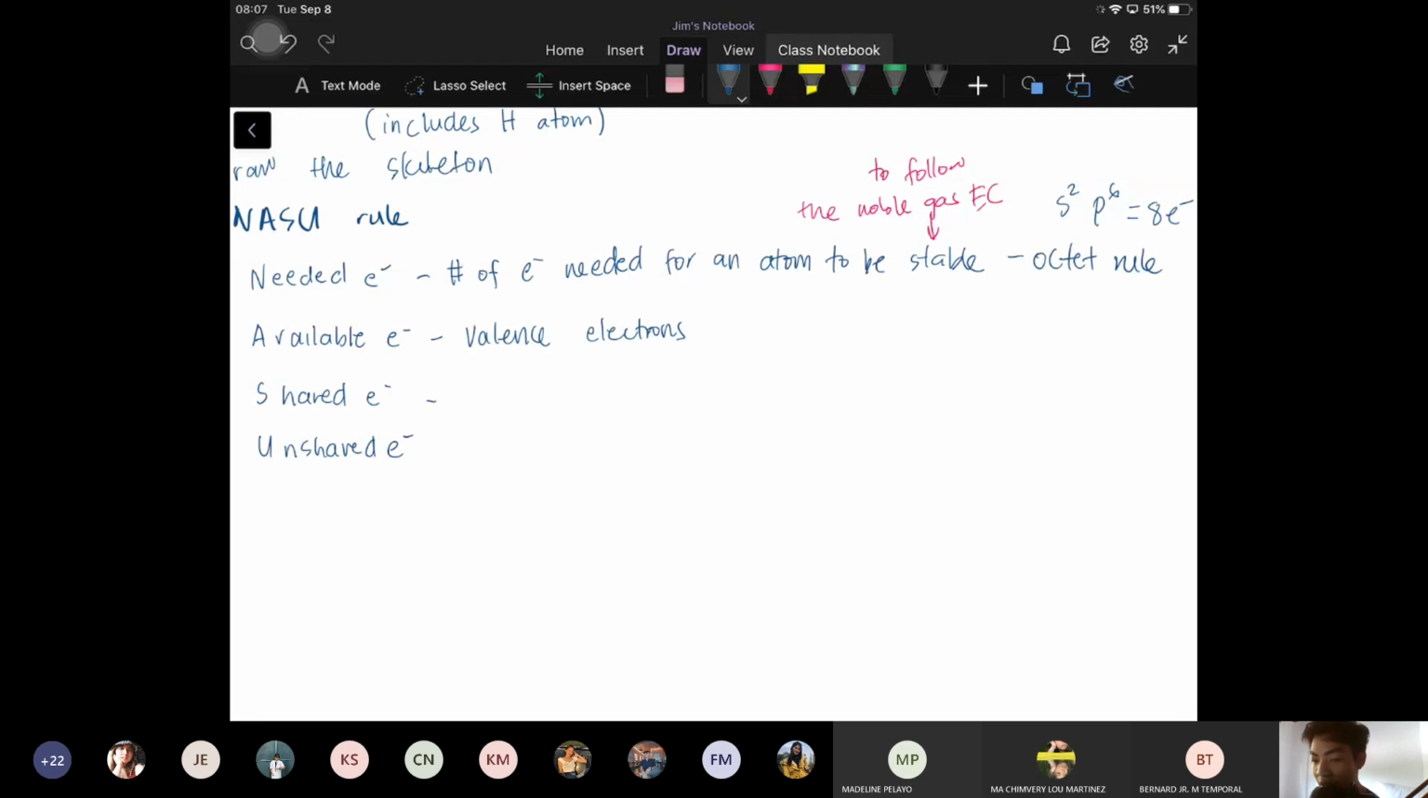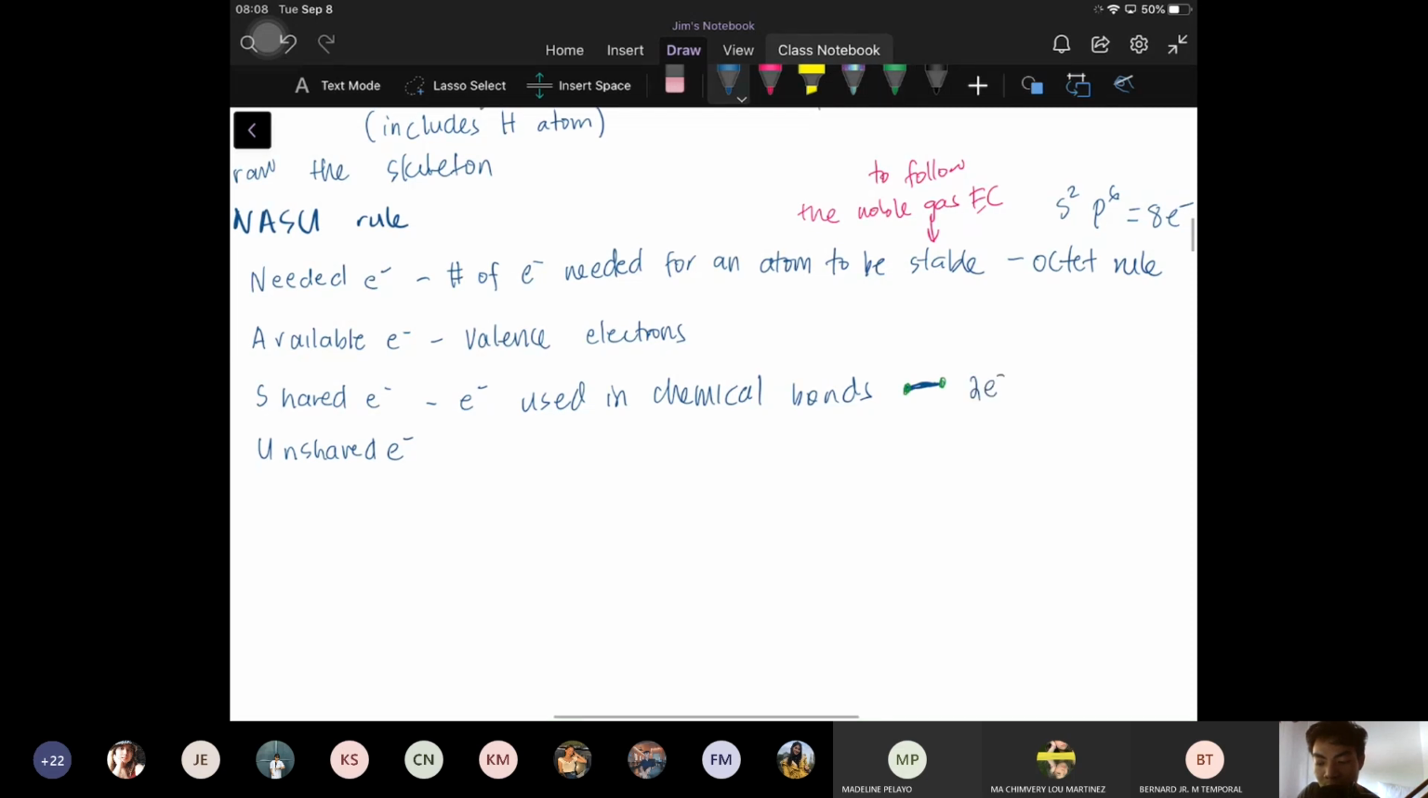S, shared electrons. Sir, what are shared electrons? Okay. Remember, your atoms in molecules share electrons in order to achieve stability, meaning to satisfy the octet rule. So when we say shared electrons, these are the electrons used in chemical bonds, the electrons used in the lines. Again, how many electrons per bond? Per bond, that corresponds to 2 electrons.